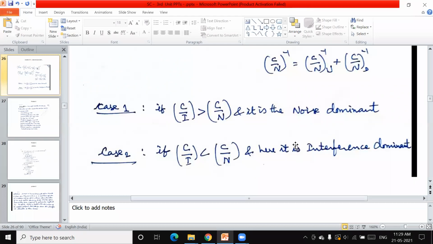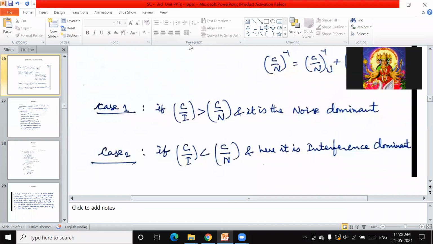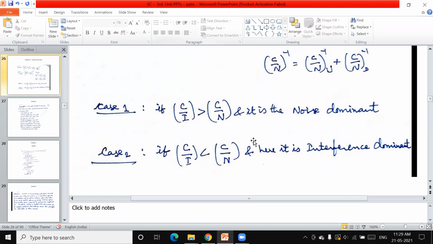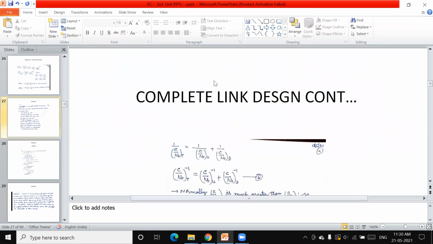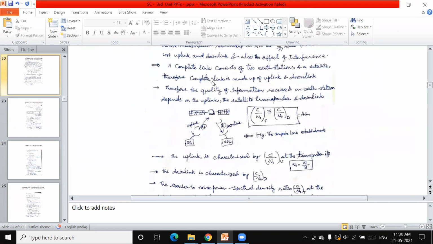So now, these are the two cases when the interfering signal is involved in the link. The interfering signal is involved in the signal, in the satellite link, or in the carrier signal. And now we are going to see the problem.